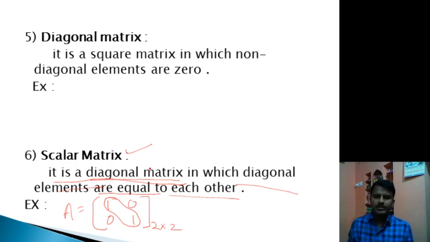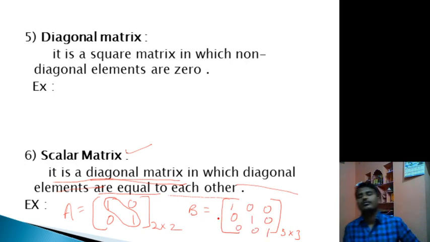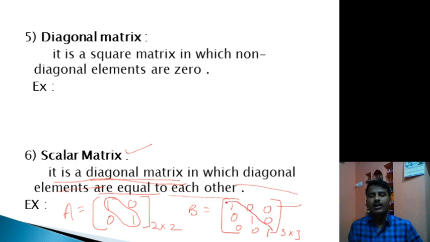And one more example, B equal to, I will take a 3 cross 3 matrix, [1 0 0; 0 1 0; 0 0 1]. Can you say that it is a scalar matrix? Yes, it is a scalar matrix because all non-diagonal elements are 0 and diagonal elements are the same. This is called a scalar matrix.